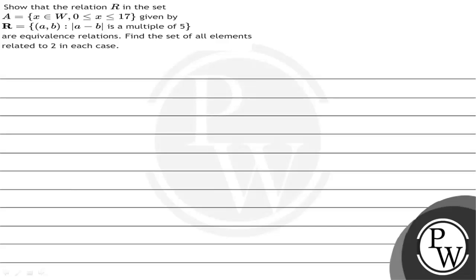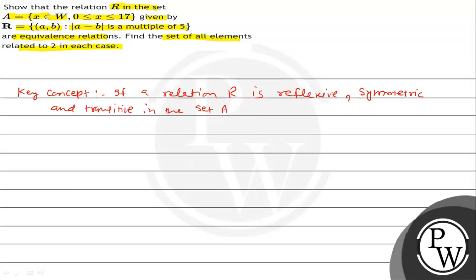Let's read the question. Show that the relation R in the set A = {x belongs to whole numbers, x lies between 0 and 17}, given by R = {(a, b) such that |a − b| is a multiple of 5}, is an equivalence relation. Find the set of all elements related to 2 in each case. Key concept: if a relation R is reflexive, symmetric and transitive in the set A, then R is an equivalence relation on A. Let's see the solution.